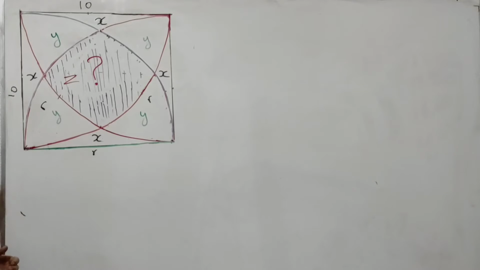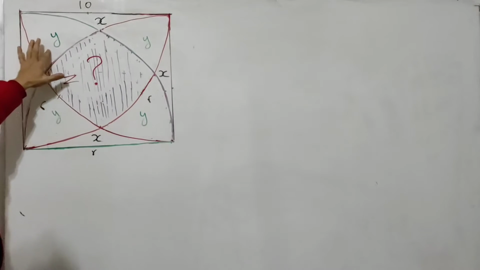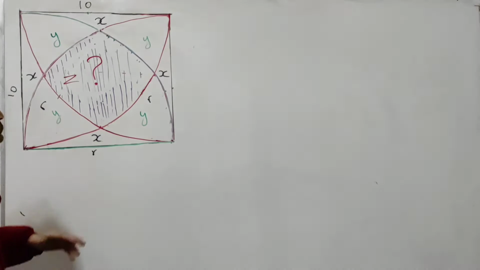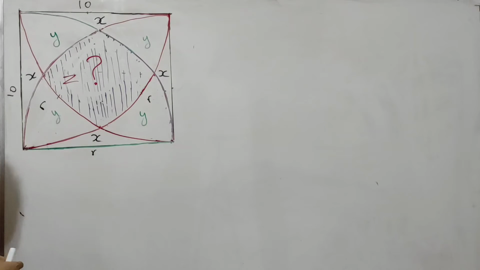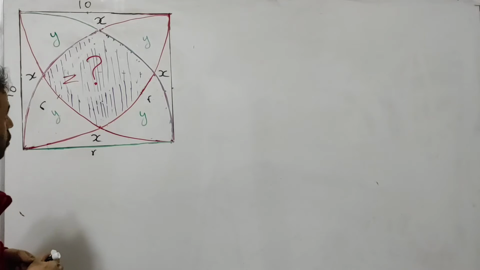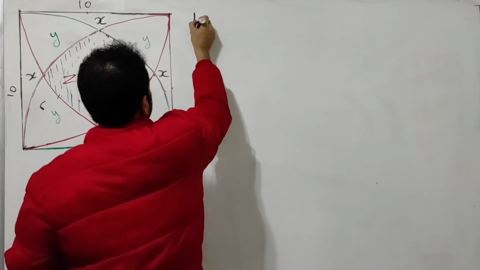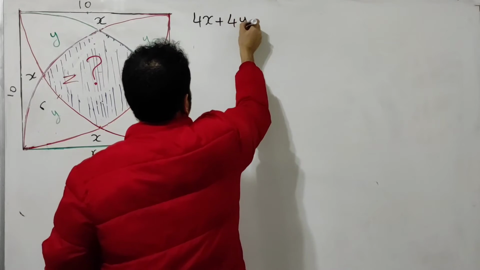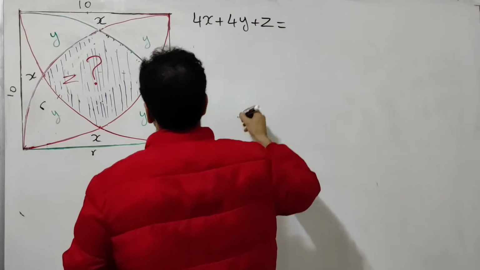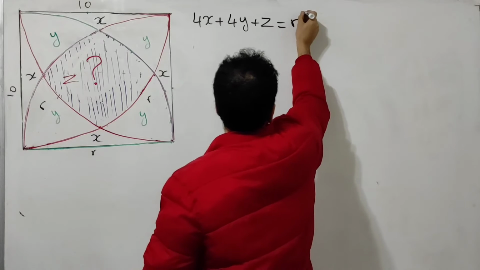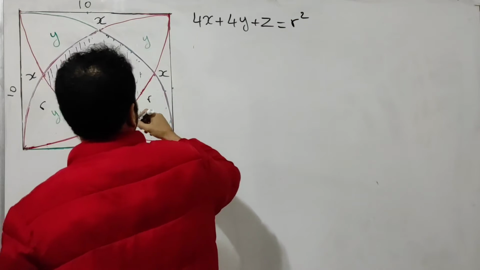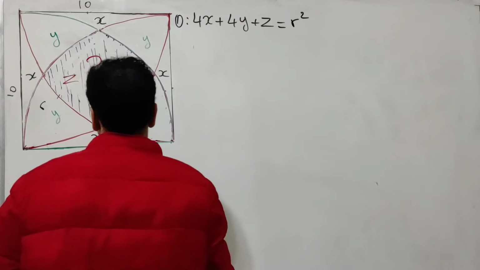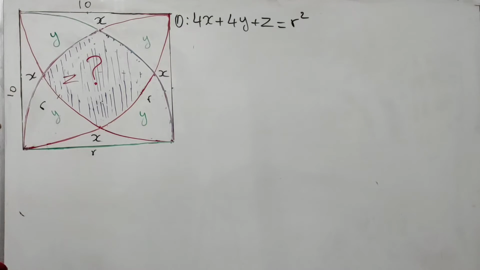So if we try to create equations to solve for x, y, and z, we need 3 equations because we have 3 variables, okay? I'm going to create the first equation, which is 4x plus 4y plus z equal to r square, which is the area of this square, okay? This is equation number 1. Now I'm trying to create the second equation.